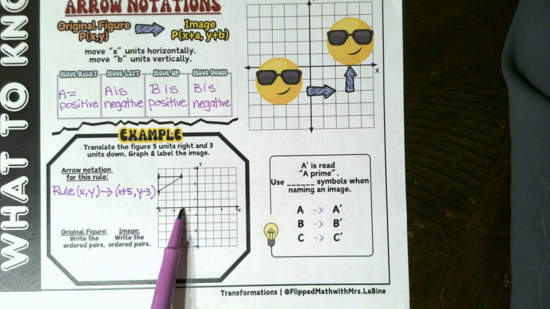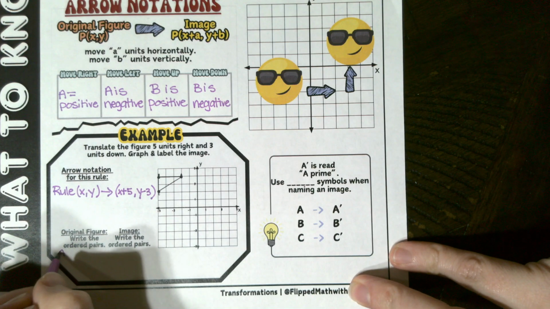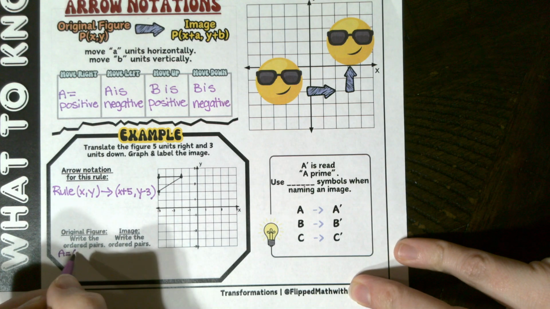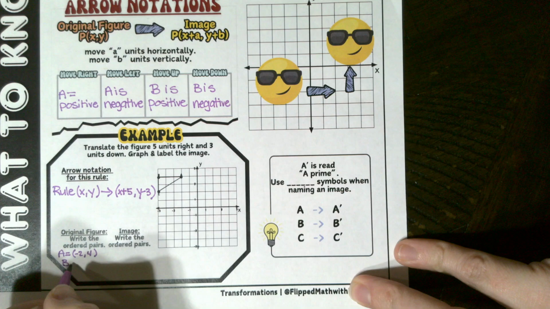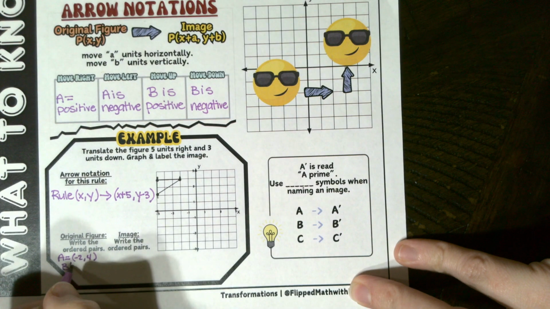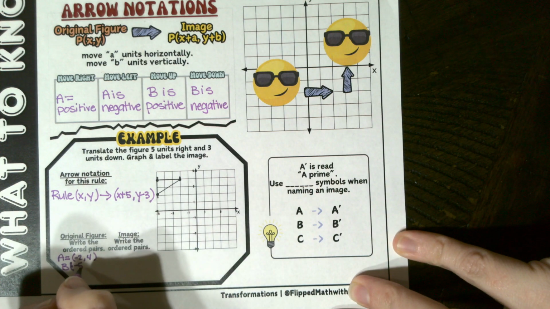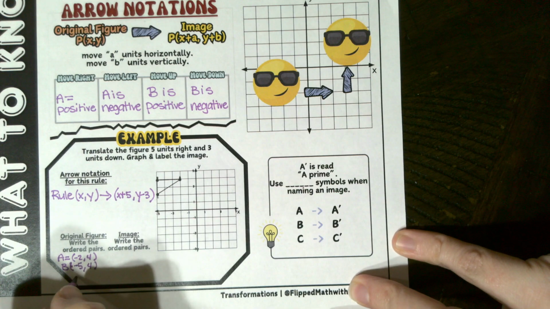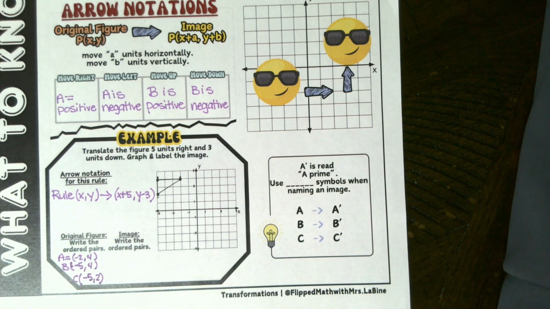That's where it's at on the x-axis. -2, 1, 2, 3, 4. It's -2, 4. So let's just write our ordered pairs first. A equals -2, 4. B is -5, 4 as well. And then C is -5, 2. Okay, those are my pairs.